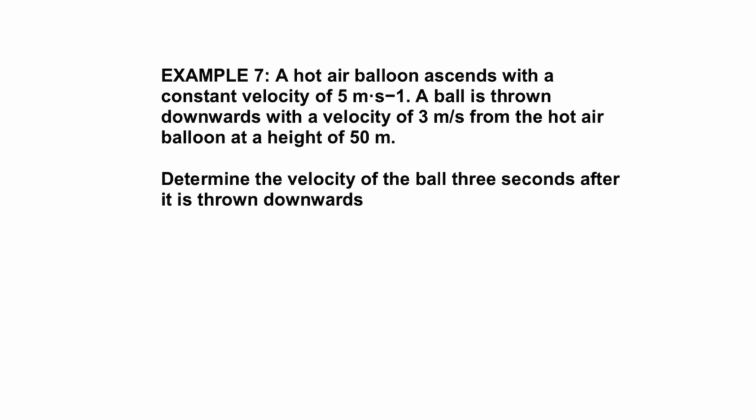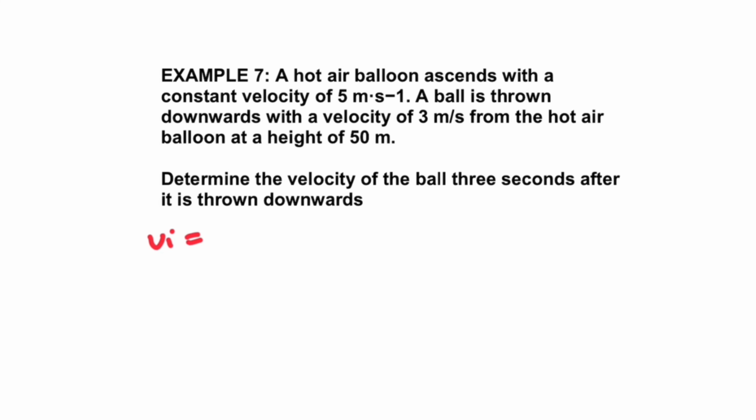A hot air balloon ascends with a constant velocity of 5 meters per second. A ball is thrown downwards with a velocity of 3 meters per second from the hot air balloon at a height of 50 meters. Determine the velocity of the ball 3 seconds after it is thrown downwards. Let's concentrate on the initial velocity of the ball before we worry about everything else. So the initial velocity of the ball will be that of the balloon plus that at which it is projected at.